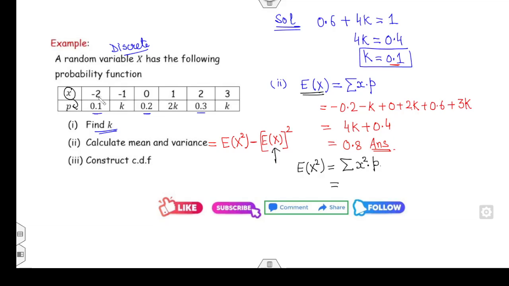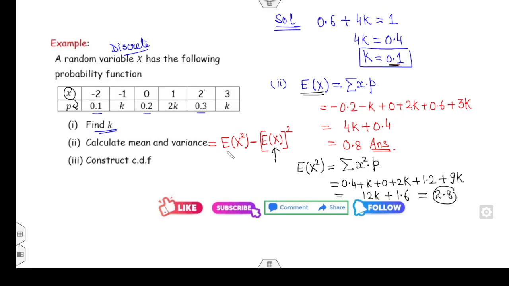So that number is 4. 4 into 0.1 is 0.4. 1 into k, 0 into p is 0. 1 into 2k is 2k. 4 into 0.3 is 1.2, and this is 9 into k. Fine. So the answer will be 9k plus 10k plus 12k... that is 12k plus 1.6. I can substitute k as 0.1, so the answer will be 2.8.